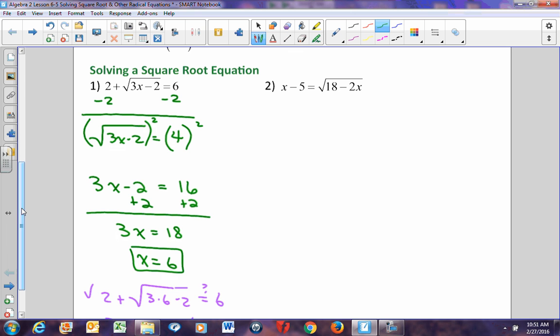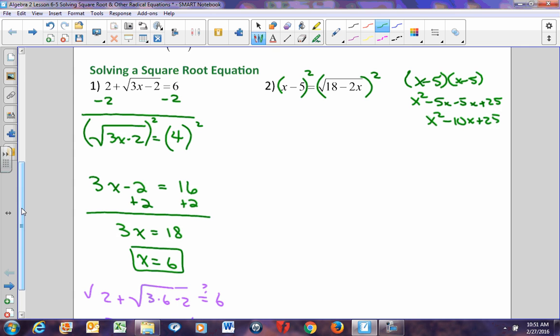Let's take a look at the second problem. x minus 5 equals the square root of 18 minus 2x. So again, we will square both sides. We already isolated the radical on one side, so now we're just going to square both sides here. Remember, when you square x minus 5, it does not become x squared minus 25. You will have middle terms. Just in case you don't remember, that would be x minus 5 times x minus 5, and that would be x squared minus 5x minus 5x plus 25, which is x squared minus 10x plus 25. You should be able to multiply those in your head by this time in your algebra career.